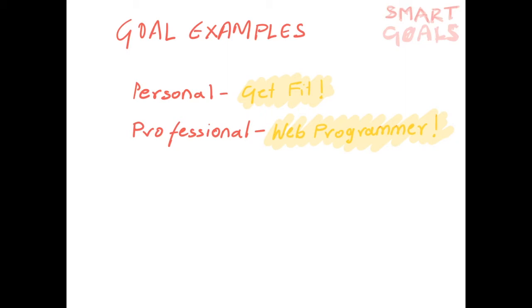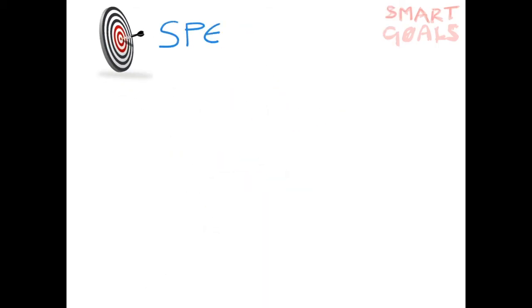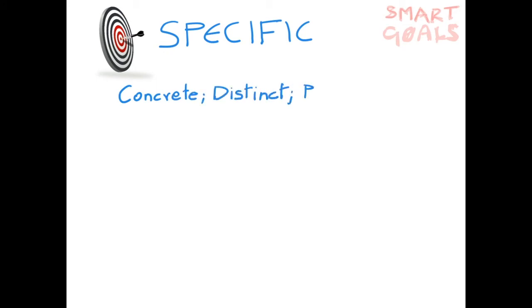Now let's go through each of the elements of SMART and then weigh my goals and prune and fine tune them to make them smart. Specific. It means the goal should be concrete, distinct, precise, and clear. It should clearly define what exactly is to be achieved.